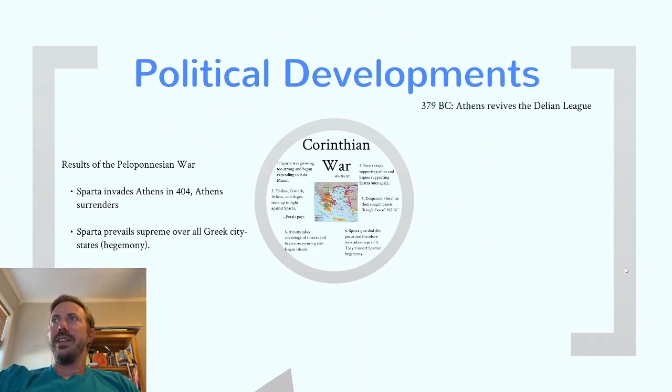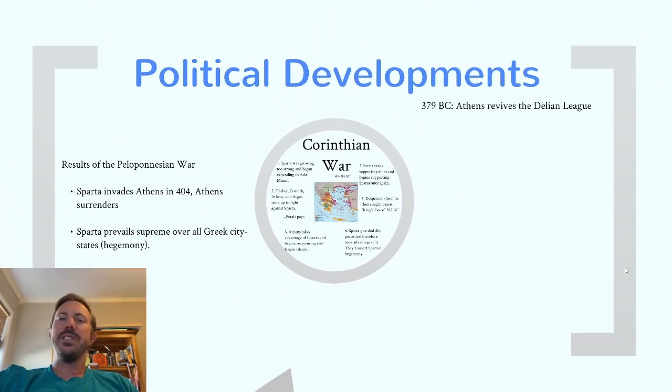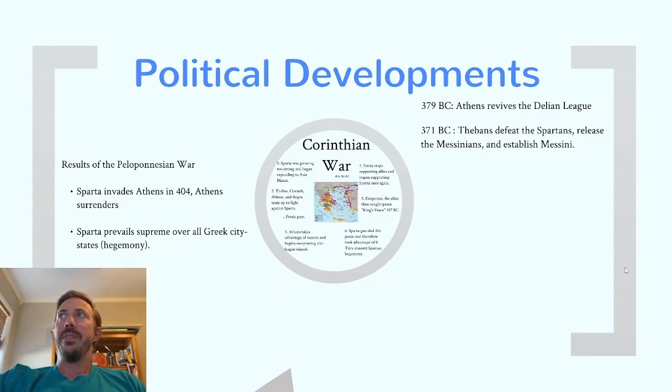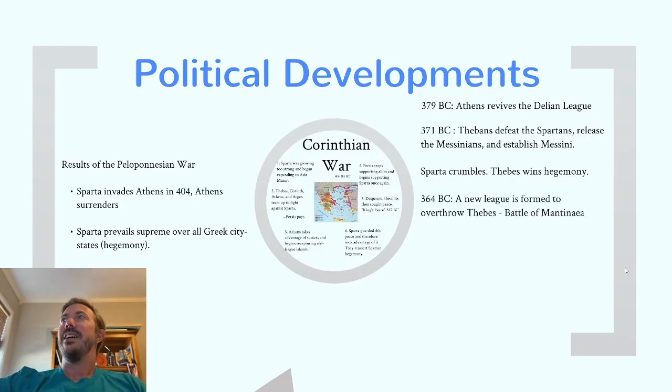And after this, in 379 BC, Athens revives the Delian League. In 371, Thebans defeat the Spartans, release the Messenians, and establish Messene. Sparta crumbles. Thebes wins hegemony. In 364, a new league is formed to overthrow Thebes in the Battle of Mantinea, etc., etc., etc.